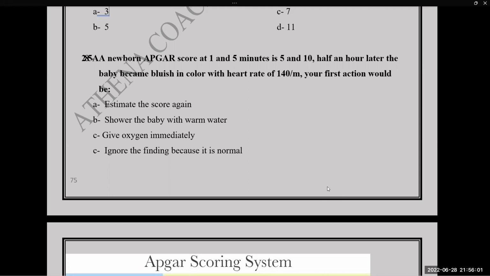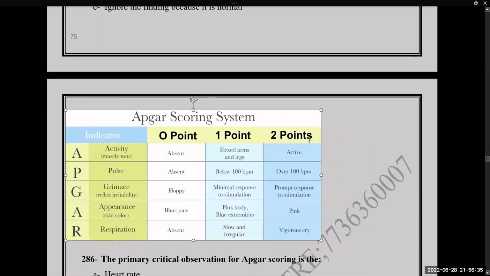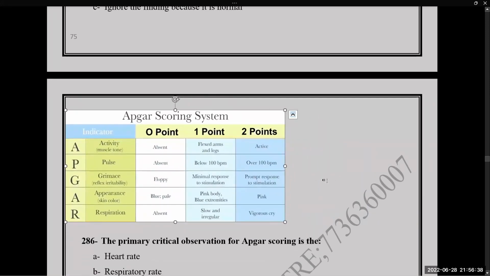Even hypothermia. What is hypothermia? Decreased body temperature. Hypothermia will also cause bluish discoloration. Okay, in hypothermia also we can expect bluish discoloration. But you have to find out the basic reason for that. For this particular situation, what you can do is start oxygen. Why is oxygen required? Because initially the Apgar score was not normal. So that was the only reason.